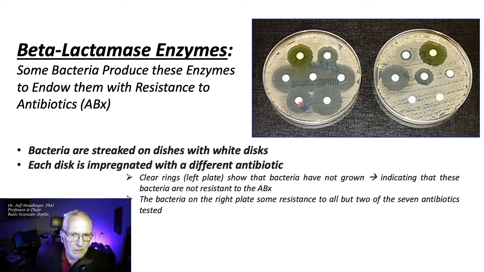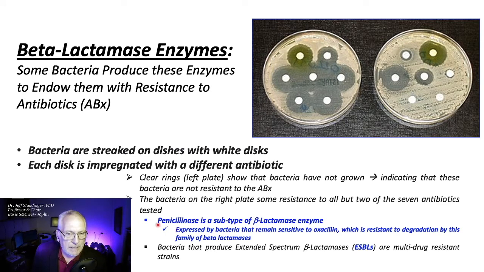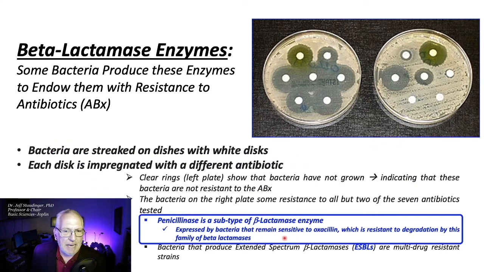The clear rings on the left show that bacteria have not grown, indicating that these bacteria are not resistant to the antibiotic, whereas the bacteria on the right plate show some resistance to all but 2 of the 7 antibiotics tested. It's important to note that penicillinase is a subtype of the beta-lactamase enzyme. It's expressed by bacteria that remain sensitive to oxacillin, which is resistant to degradation by this family of beta-lactamase enzymes.